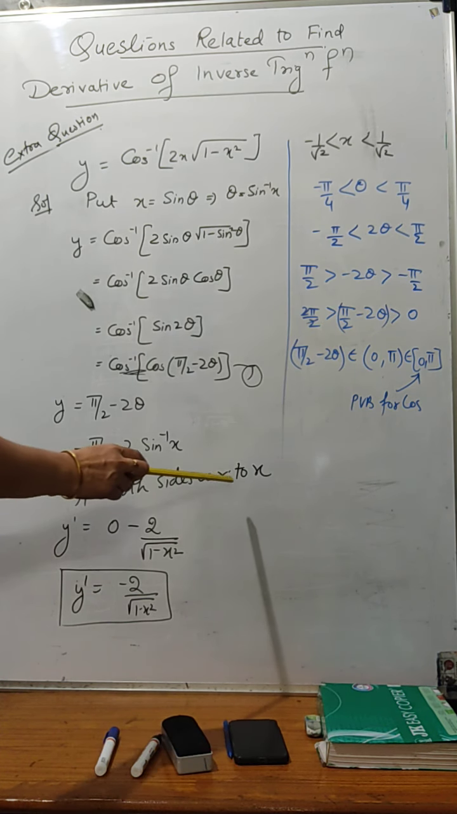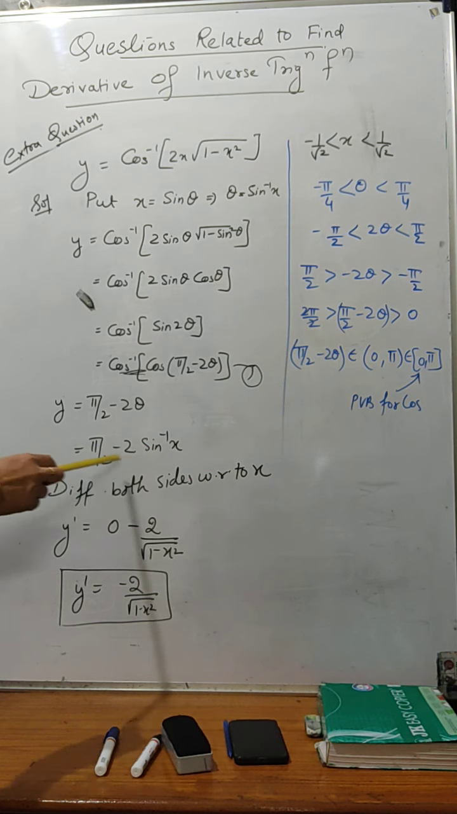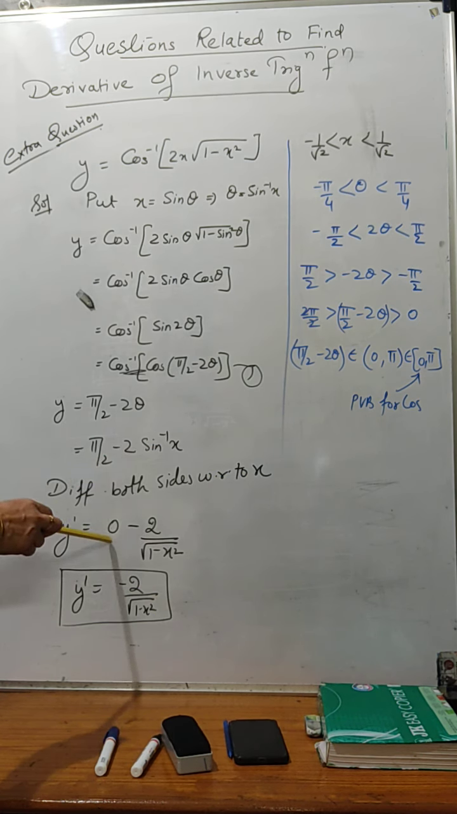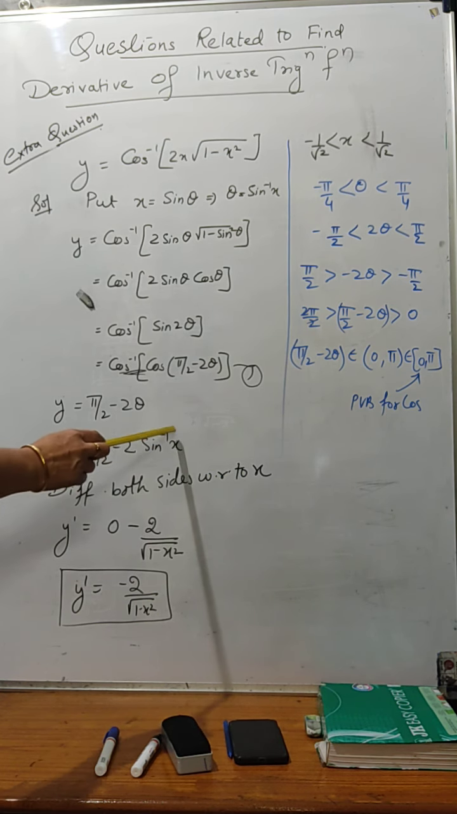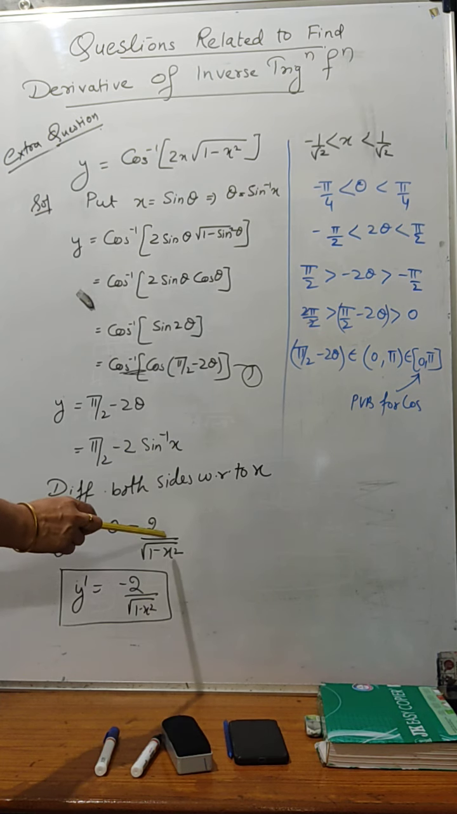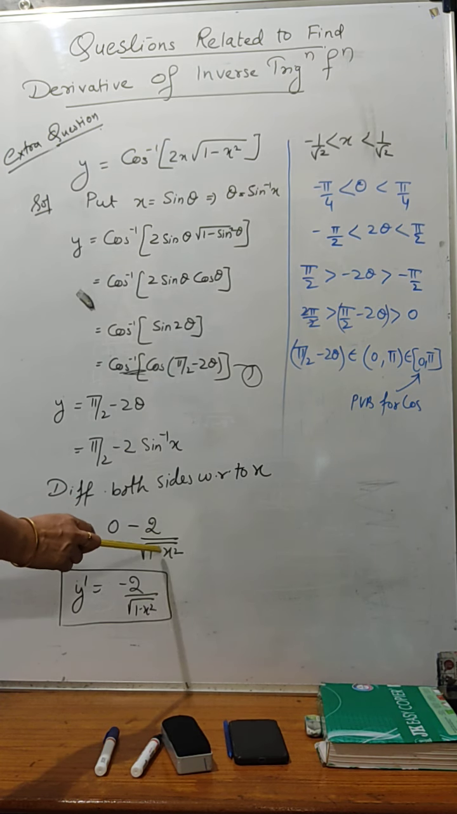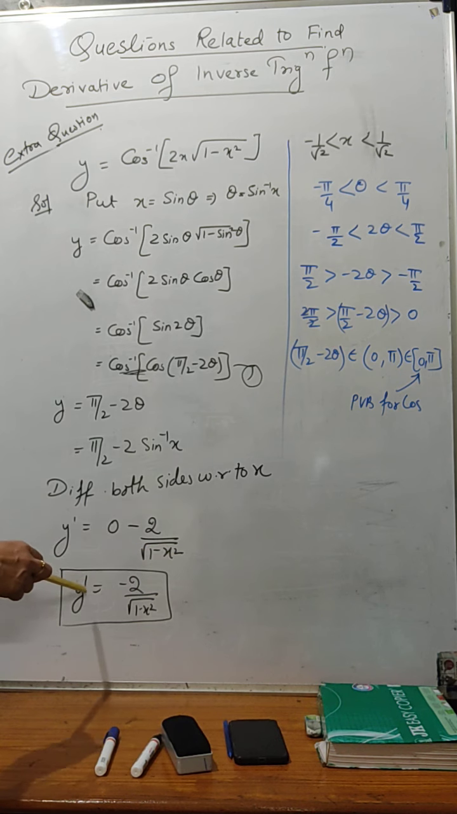Now we can differentiate both sides with respect to x. Differentiation of pi by 2 is 0, minus 2 times the differentiation of sin inverse x. From the chart it is clear that it is 1 upon root 1 minus x square, hence y dash equals minus 2 upon root 1 minus x square.